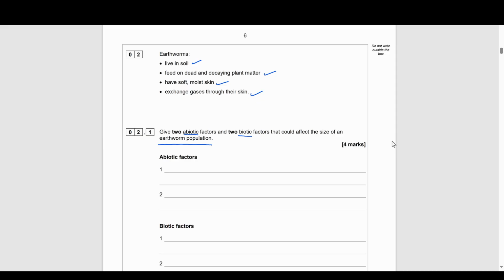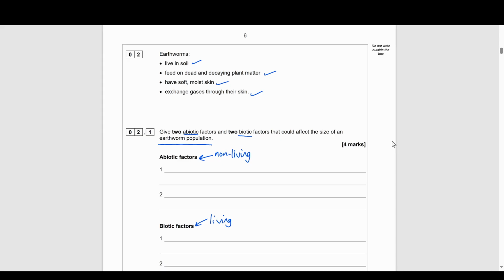Right, so the only way that we can answer this question properly is if we recall what these 2 terms mean, abiotic and biotic. Well, abiotic means non-living factors that can affect an ecosystem. Biotic factors are living factors which can affect an ecosystem. So we've got to think now, what is something that is non-living in an ecosystem that would be able to affect a population of earthworms?